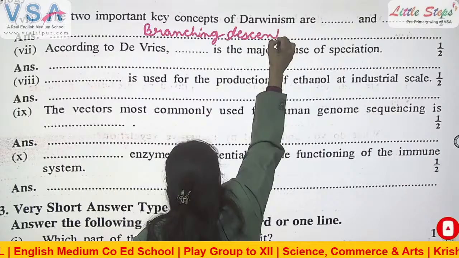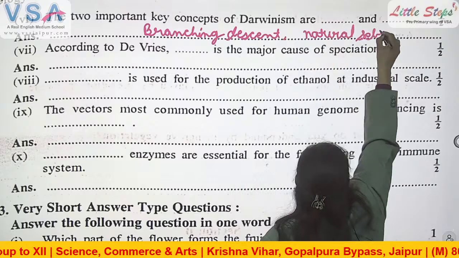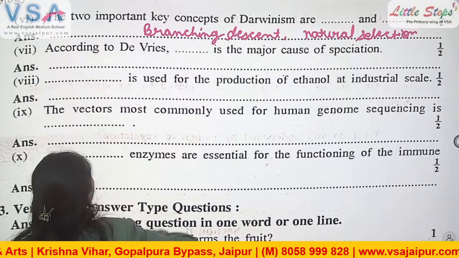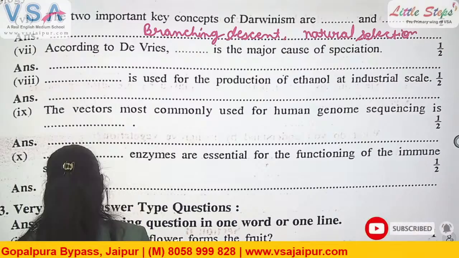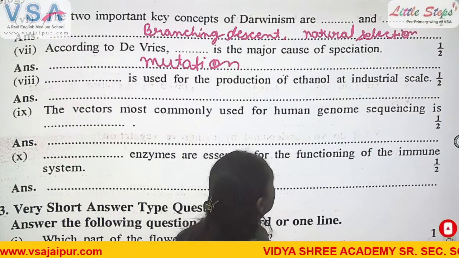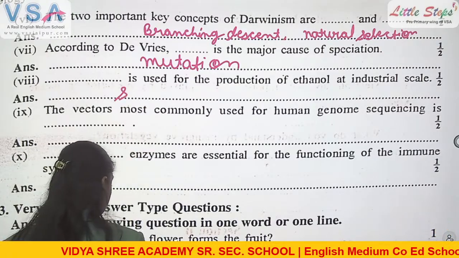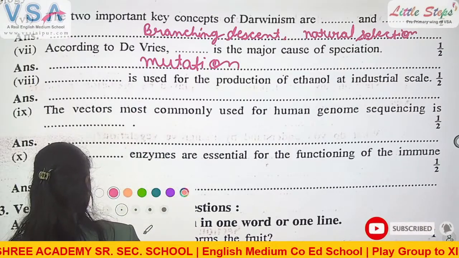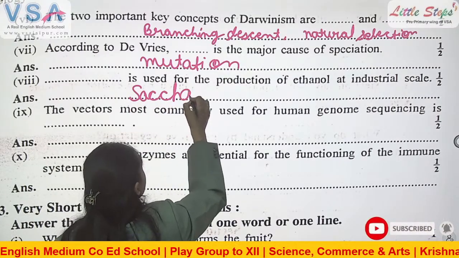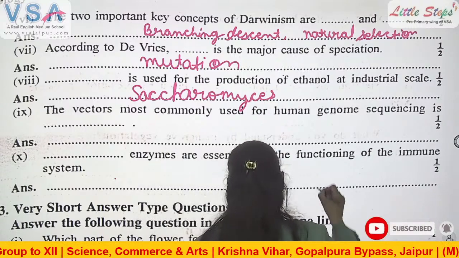Okay, this is the one, and second we can write natural selection. Okay, now the next is: according to De Vries, the major cause of speciation is what? Mutation. Which organism is used for the production of ethanol at industrial scale? So this is Saccharomyces cerevisiae. The answer is Saccharomyces cerevisiae.